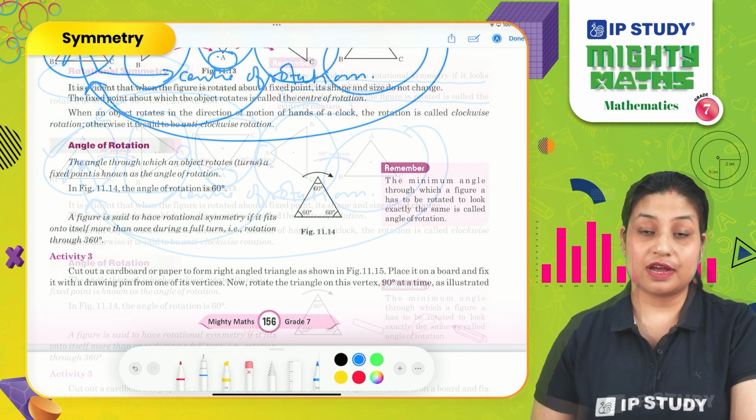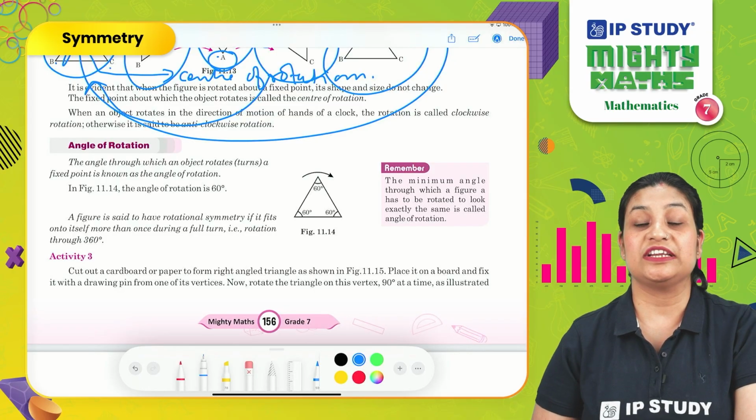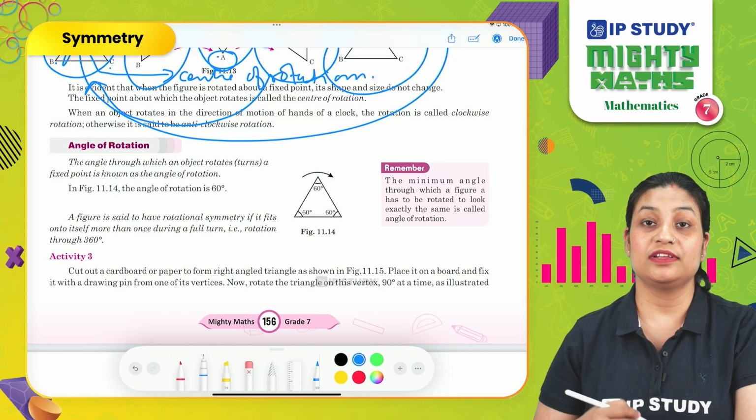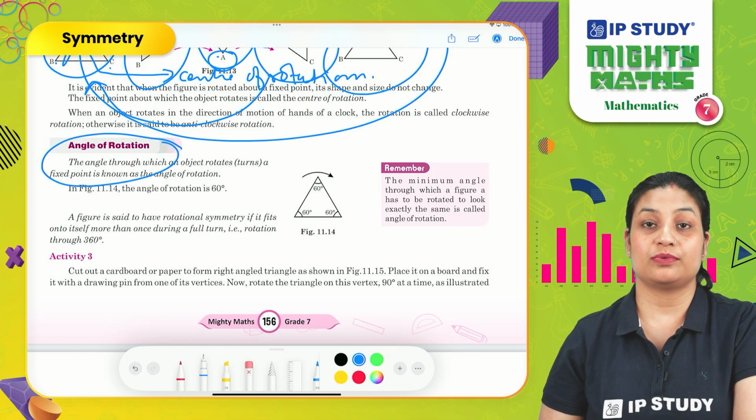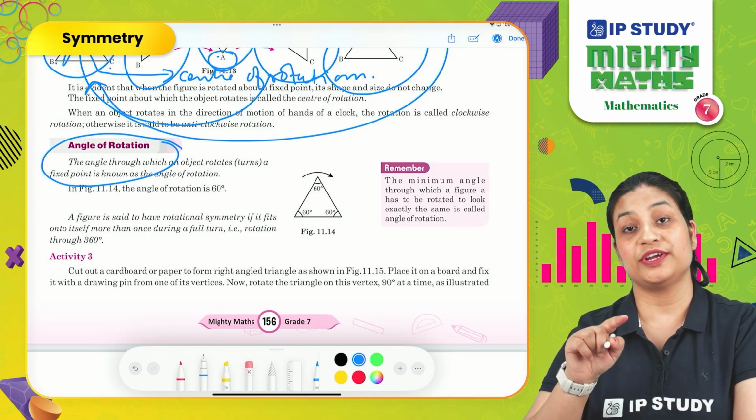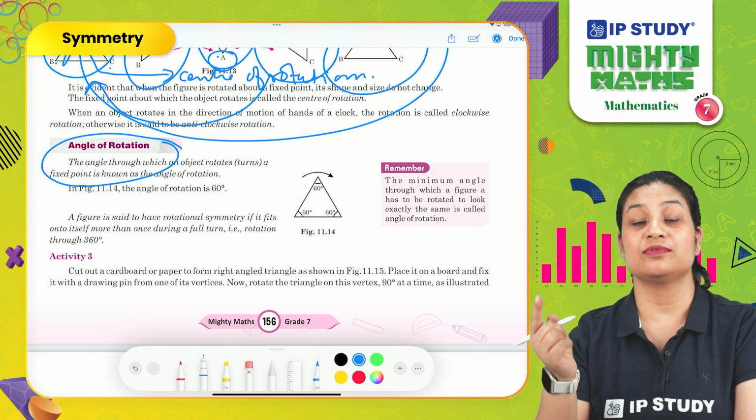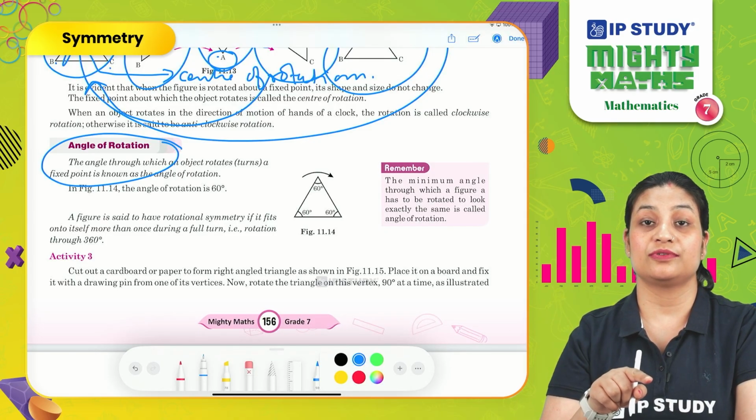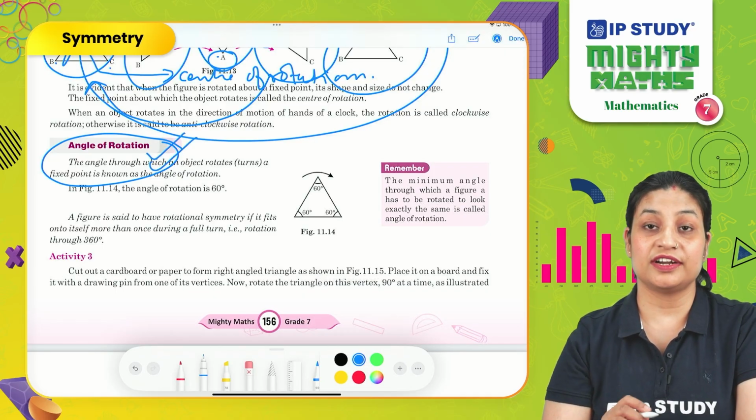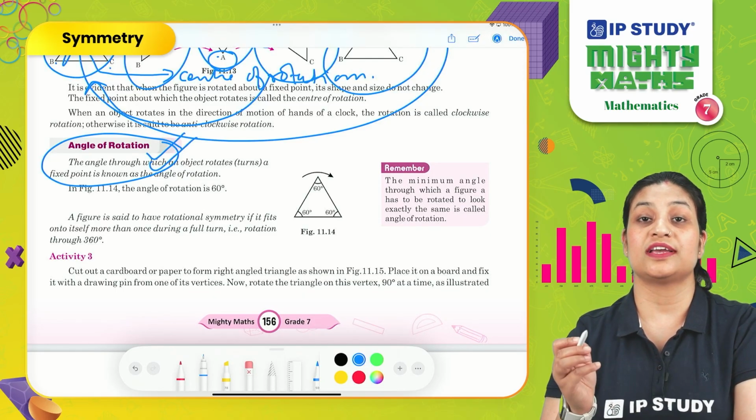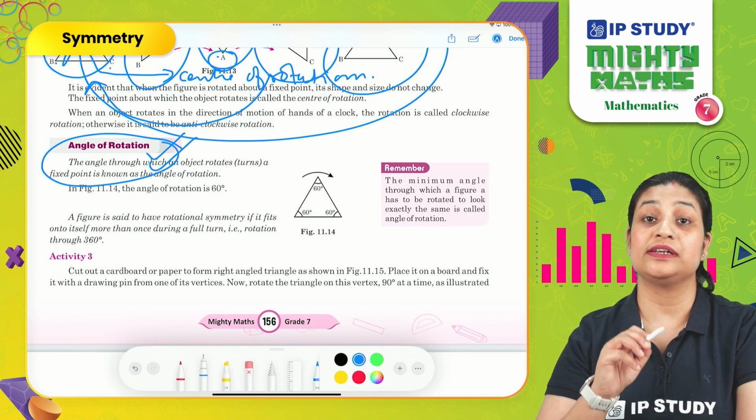alike, right? Now, there are certain terms that we need to take care of while dealing with rotational symmetry. So, first thing is angle of rotation. What is that? The shortest or the smallest angle with which you are going to rotate an object so that it looks exactly the same as its original one. We call it angle of rotation. The condition is that it has to look exactly the same within a full turn.